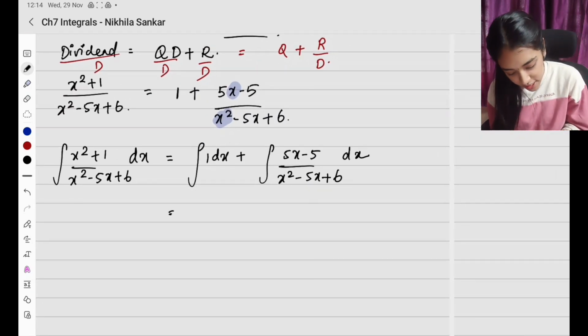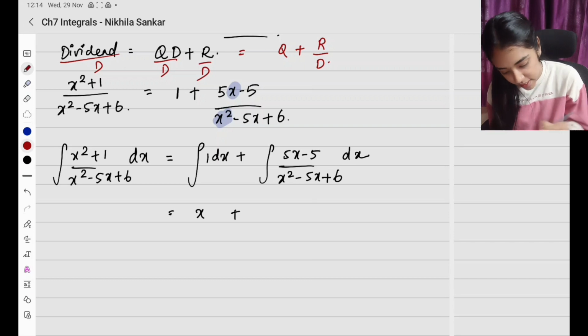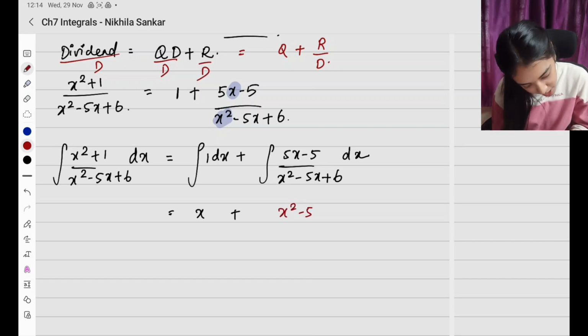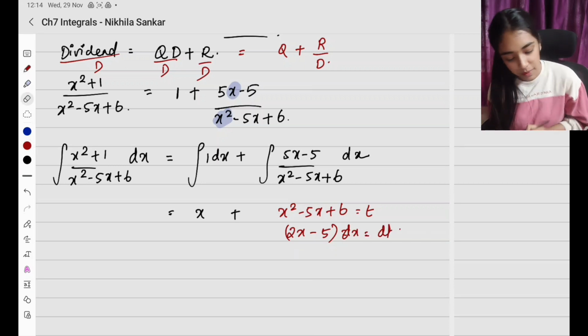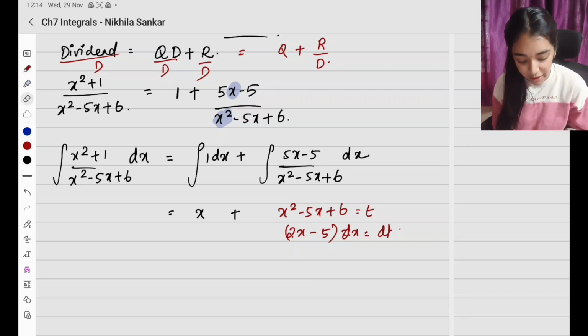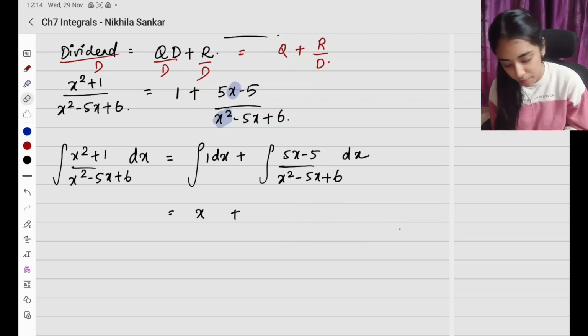Okay, so this is simply x plus the second integral. In the substitution method, what are we going to do? x square minus 5x plus 6 is going to be t. I have 2x minus 5 times dx equals dt. You see that the substitution method is not possible, because in the numerator there is 5x. So here what are we going to do? Partial fraction.